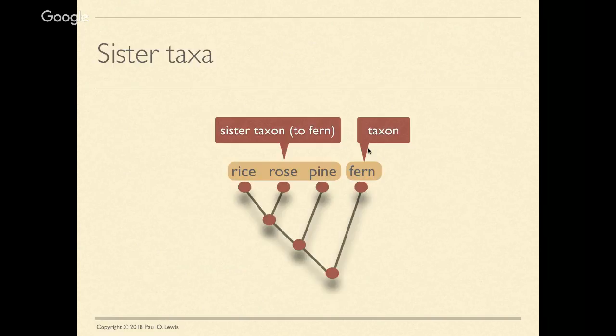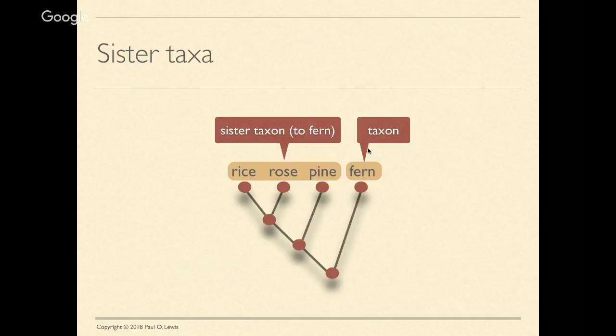The term taxon, the plural of which is taxa, is used to refer generically to those things represented by the leaf vertices in the tree. Taxa are the entities, for example, species, whose genealogy represents the main goal of a phylogenetic analysis. In this tree, rice, rose, pine, and fern are all separate taxa.